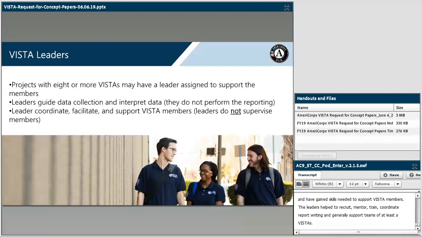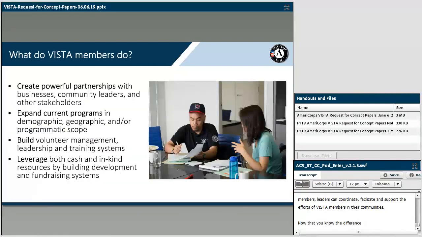They can guide data collection and interpret the data, but they cannot complete the reporting activities for the sponsoring organization. While they can't supervise members, leaders can coordinate, facilitate, and support the efforts of VISTAs in their communities. Now that you know the difference between a VISTA and VISTA leader, let's take a look at what members actually do when serving in their communities.